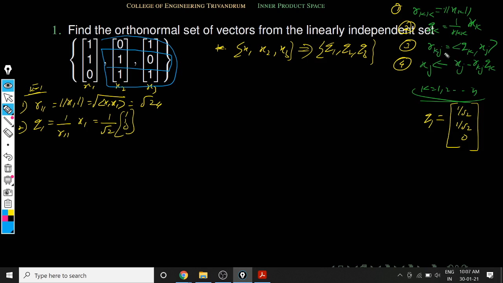First of all we have to compute the RKJs. That is our step 3. Step 3 is we have to compute RKJ, presently K is 1, for J equal to K plus 1, K plus 2 up to N. So here we have to compute R12 and R13. R12 is defined as the inner product of Q1 and X2, in general QK and XJ. Our Q1 is (1 by square root of 2, 1 by square root of 2, 0).